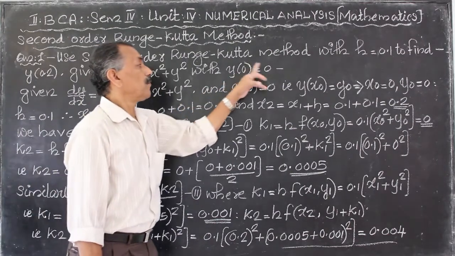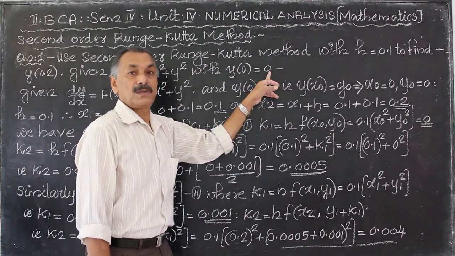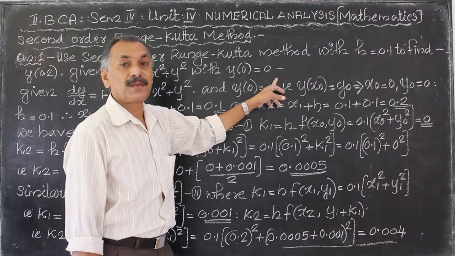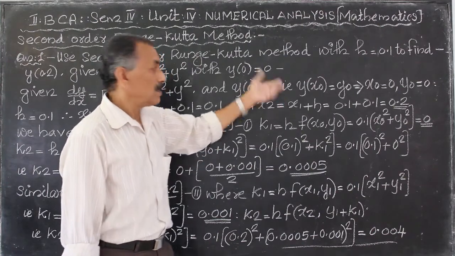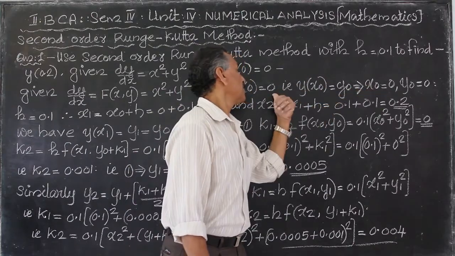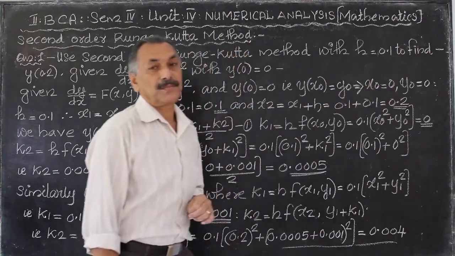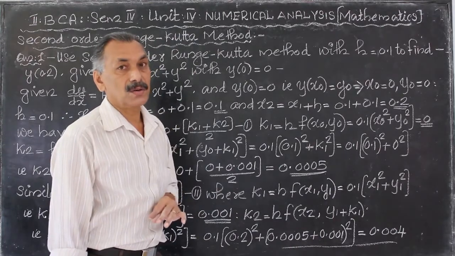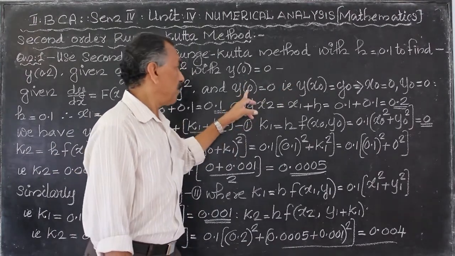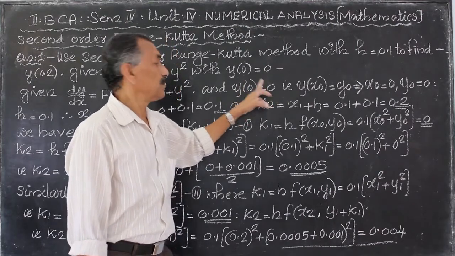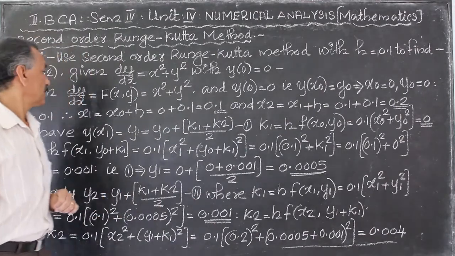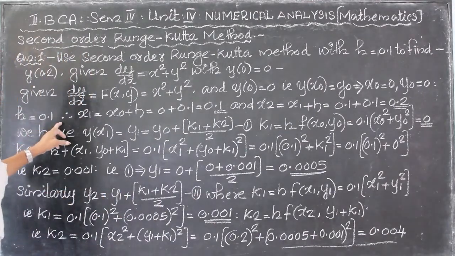And y of x0 is equal to y0. This is the initial value condition. That is, y of 0 is equal to 0, which means y of x0 is equal to y0. Then x0 is equal to 0, similarly y0 is equal to 0. h is equal to 0.1.